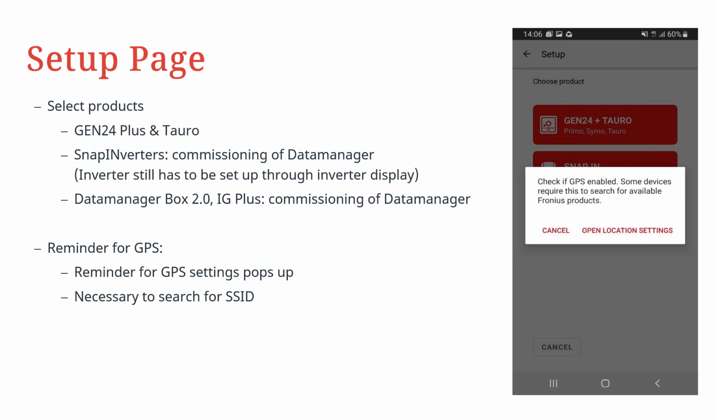You'll also receive a reminder for the GPS. This setting will pop up on screen, and this is necessary to search for any SSIDs, so any enabled Wi-Fi connection points.